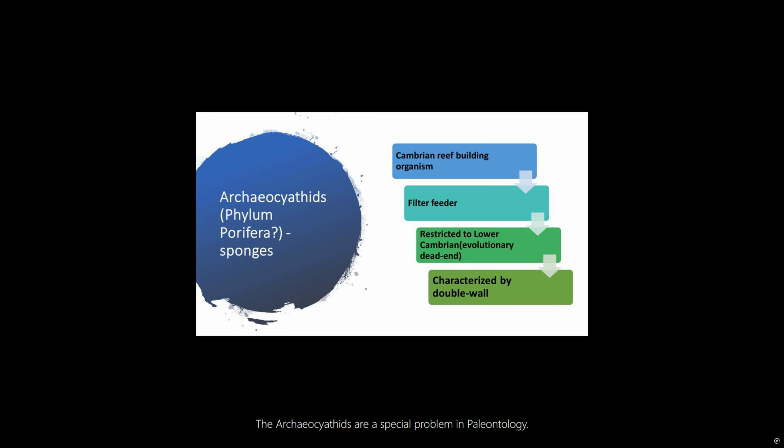The archaeocyathids are a special problem in paleontology. They were a Cambrian reef-building organism that evolved and went extinct in the Cambrian. They were an evolutionary dead end because there is nothing like them today. They were similar to sponges, but still very different. They had a structure that is characterized by a double wall. We do know they were filter feeders like sponges.